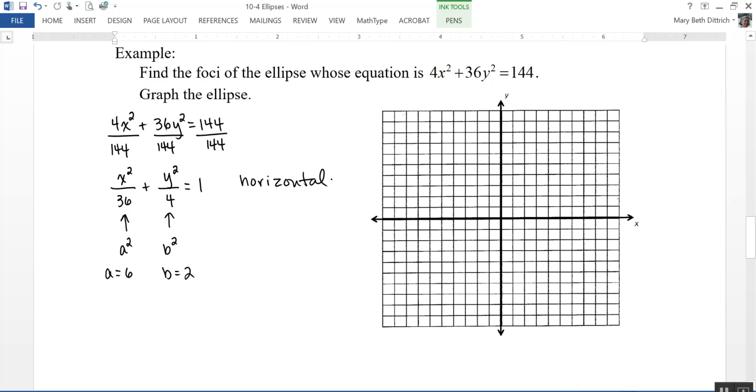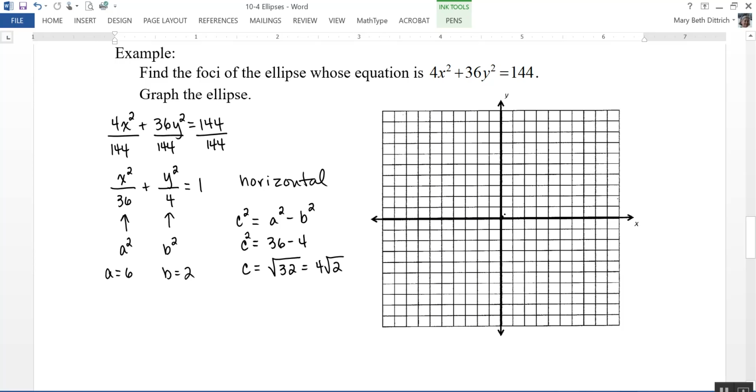Okay, and I need to find the foci, so I'm going to use c squared equals a squared minus b squared, or c squared is equal to 36 minus 4, or c is equal to the square root of 32, which I'm going to simplify to 4 square root of 2. Let's go ahead and graph this.